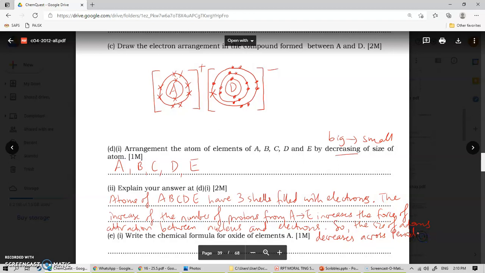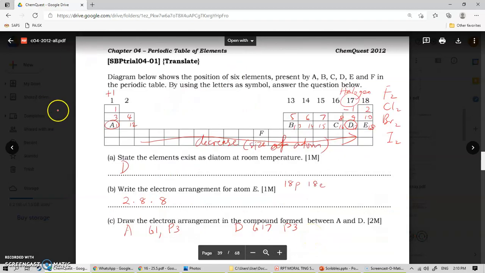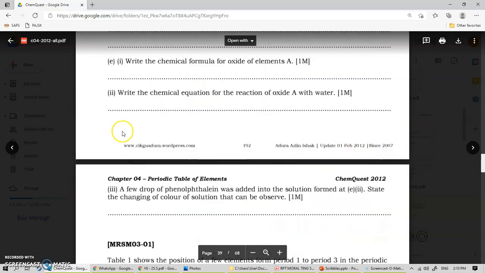Next question, write the chemical formula for oxide of element A. Element A is group 1. When A reacts with oxygen, we use the cross method. There's 1 positive charge, so we write 1, and for O there's 2 negative charge, so we write the number 2. So we need 2 A plus ions to combine with 1 oxide ion, so that the total charge would be neutral. So the formula will be A2O.